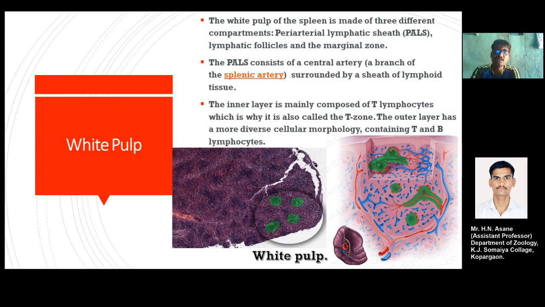So as you can see, the stained structure of the spleen TS, those patches are nothing but the patches of the white pulp. These have a very important role in the immune system.